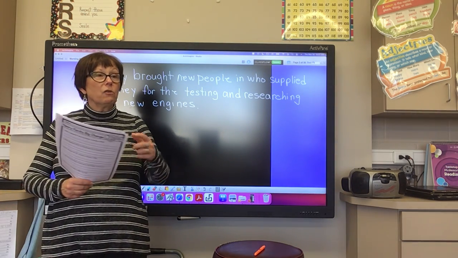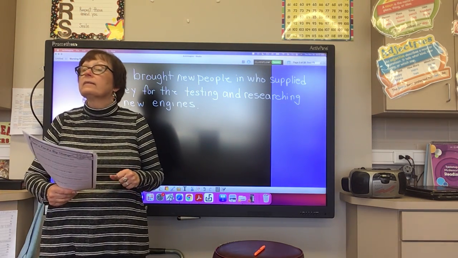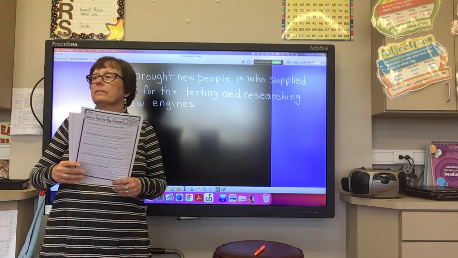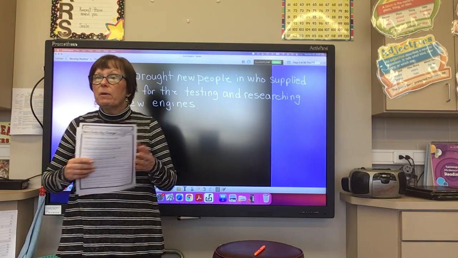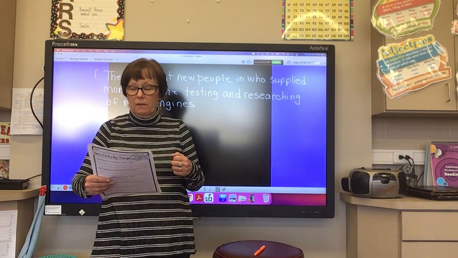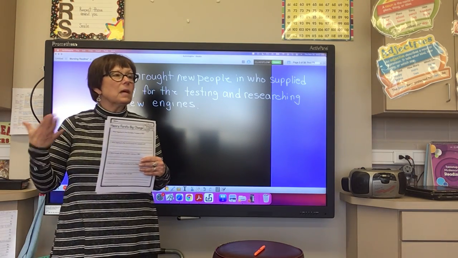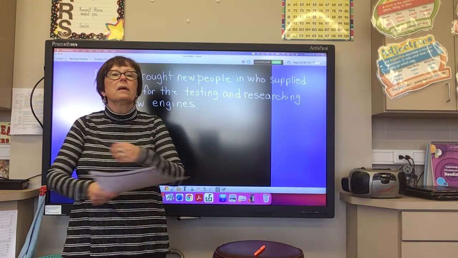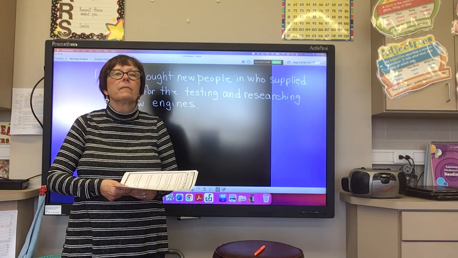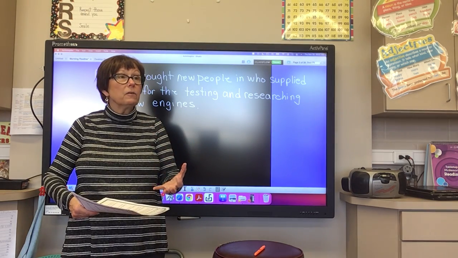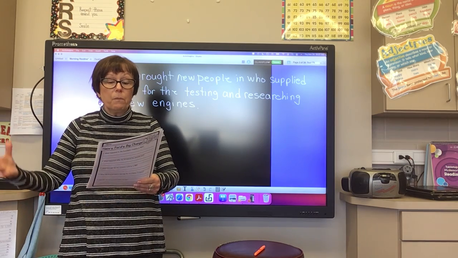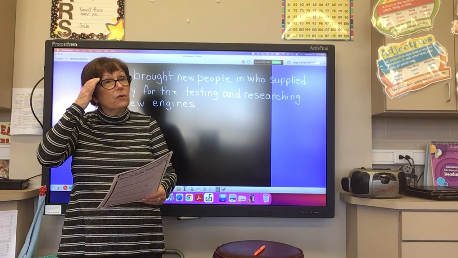What do you think happens? Are you looking in your story? So tell me what happens because of the assembly belt, or the assembly line. Sophie? All the cars got built quicker. The cars get built faster, yes, quicker. And so because the cars are made faster, what could they do?